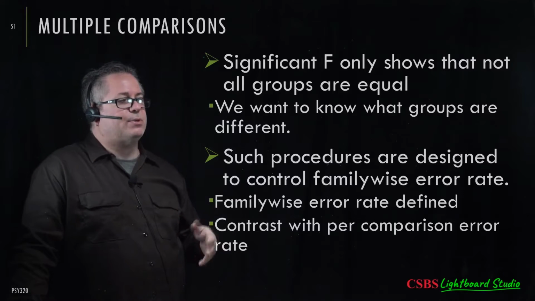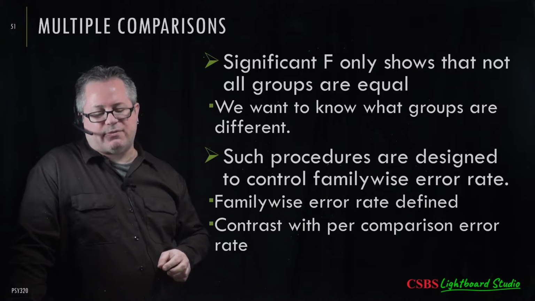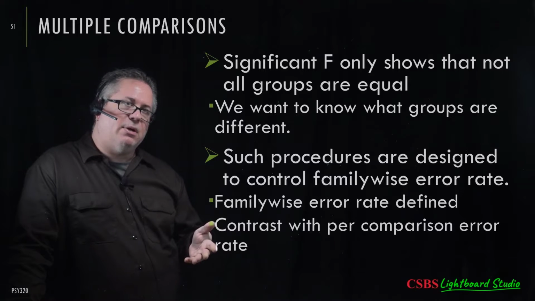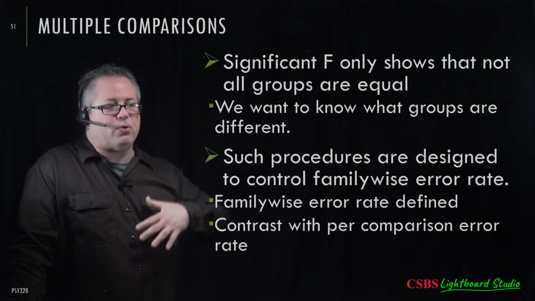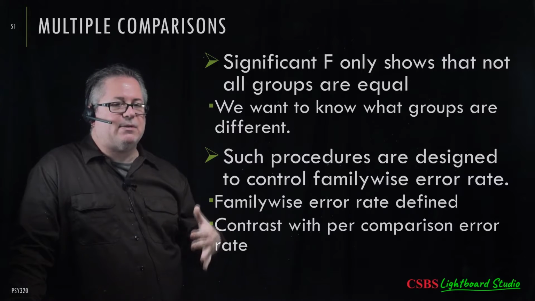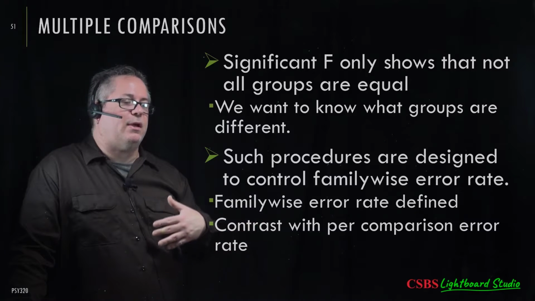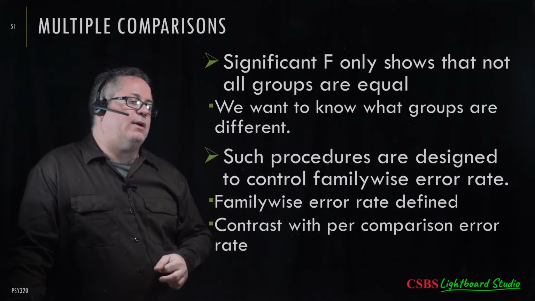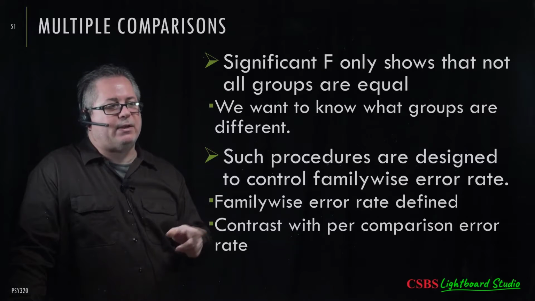And these procedures that we're going to use are designed to control what they call the family-wise error rate. It's just a fancy way of saying that if I'm doing multiple t-tests or multiple kinds of comparisons, I want to keep the overall alpha level at 0.05, right? So I want 0.05 across multiple tests instead of 0.05 at each test, because if I do 0.05 at each test, I know I'm going to be inflating my alpha and having more type 1 errors. So I'm going to try to control this family-wise error rate, and I'm going to contrast that with what a per comparison error rate would look like and why it gets more inflated that way.